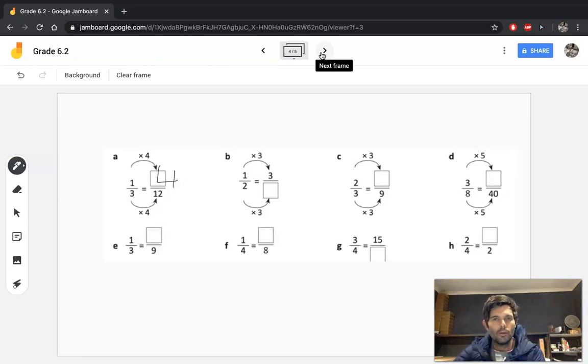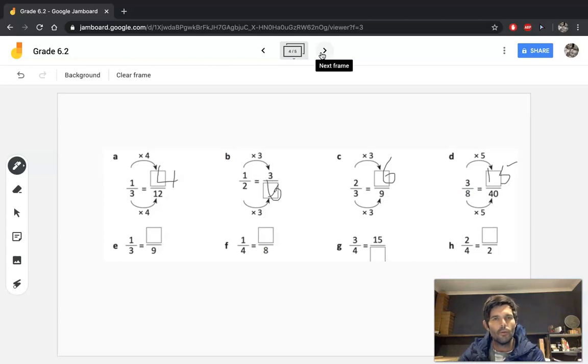Okay, for B, the numerator is being multiplied by 3. So 1 times 3 is 3. So the same to the denominator. And that's 2 times 3 is 6. And then C, the denominator has been multiplied by 3, so the numerator must be multiplied by 3, and that gives you 6. And then for D, the denominator has been multiplied by 5, and the numerator needs to be the same, and you're left with 15.